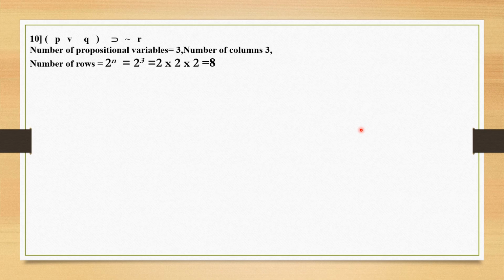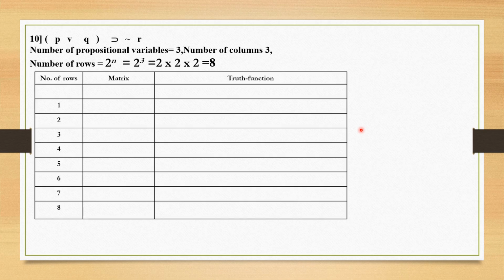Now we come to the 10th example: not-bracket P wedge Q, close the bracket, horseshoe not-R. How many propositional variables are there in this given expression? There are 3 propositional variables. So obviously the number of columns will be 3 and the number of rows will be 2 raised to 3, that is 2 into 2 into 2, that is 8. Now write the table, write the number of rows 8. Then in the matrix, we will write the combination of propositional variables and then we'll write the given expression in the truth function.